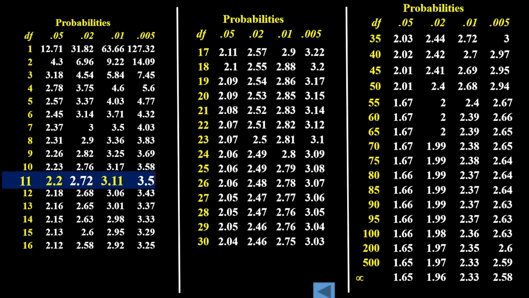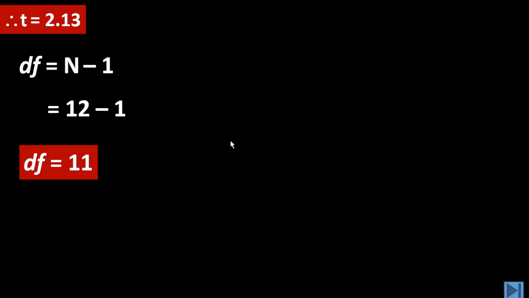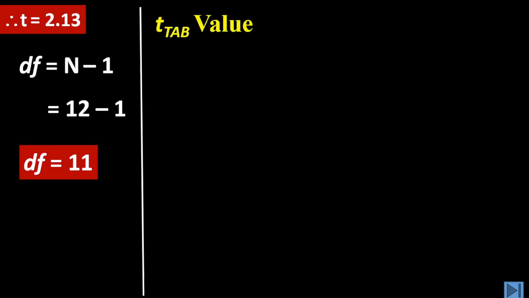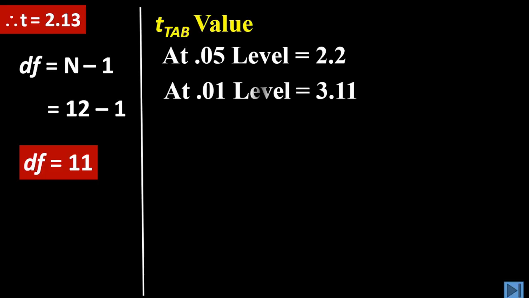Now we'll move to the t calculated and df. Our t calculated is 2.13, and according to the table, the t table value at 0.05 level is 2.2, that is the required value for significance of difference at 0.05 level, and 3.11 is the required t table value for significance of difference between means at 0.01 level.